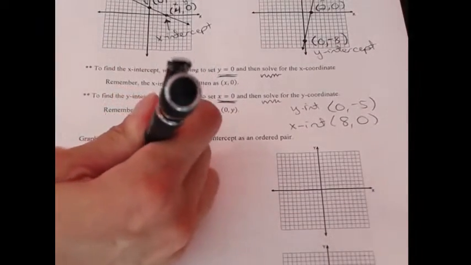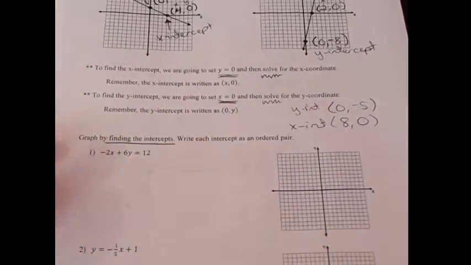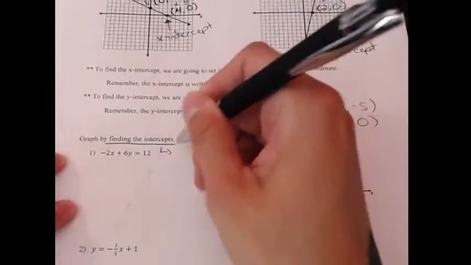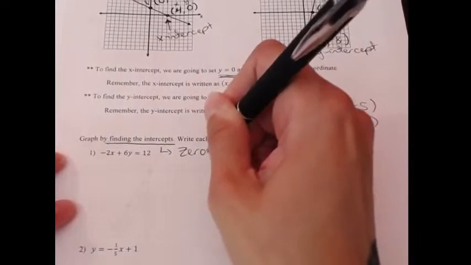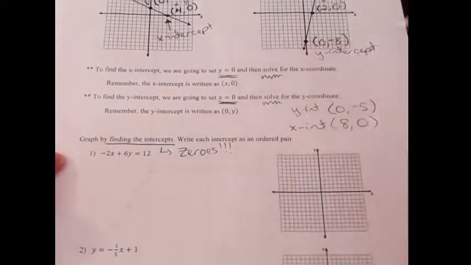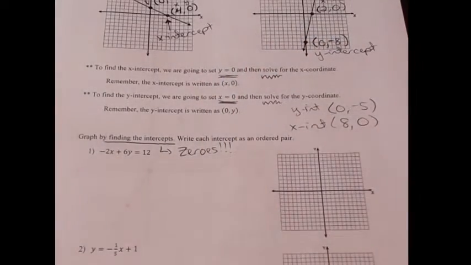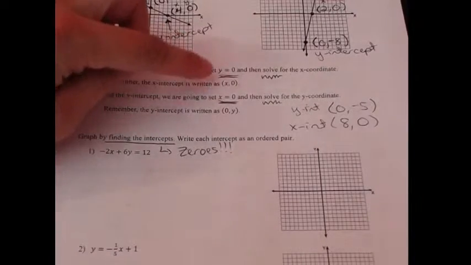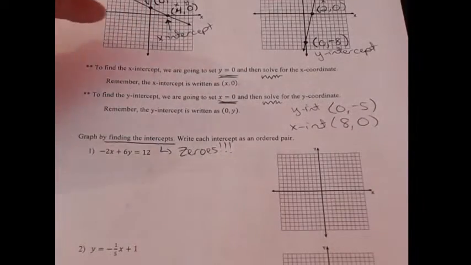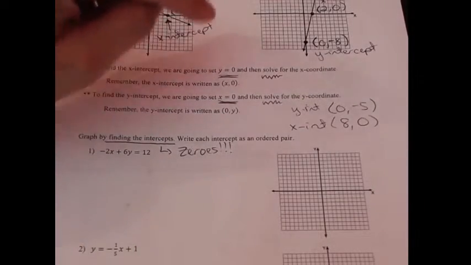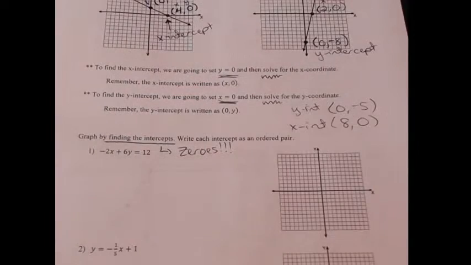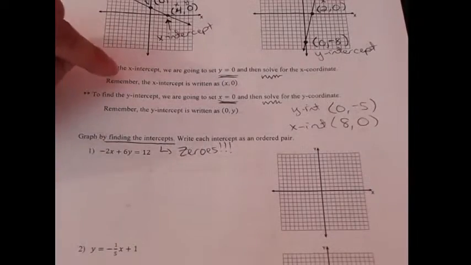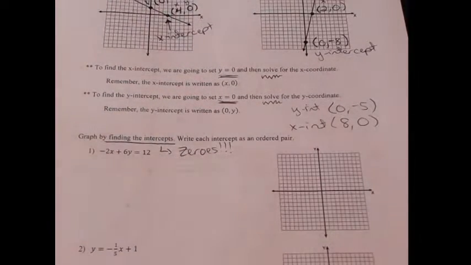All right, so let me show you what it looks like to graph a line by finding the intercepts. When you see this phrase, finding the intercepts, please think of zeros. Intercepts, zeros. So what we mean by that is we're going to do both of these things. If I want to find the x-intercept, y has to be set equal to 0 and we solve. If I want the y-intercept, x has to be 0 and then we solve.